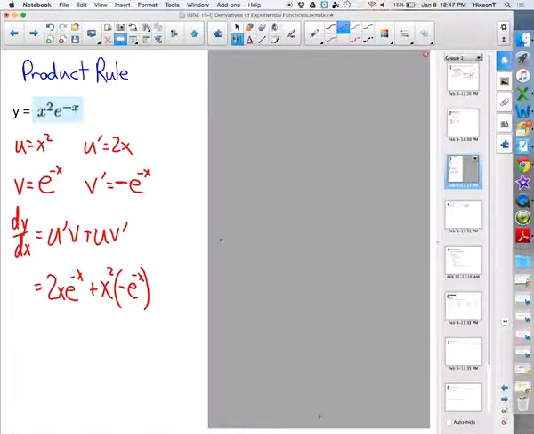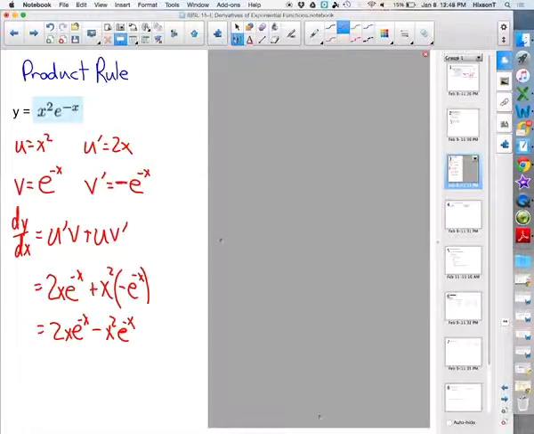And one thing that you can do with these is you could factor it out a little bit, okay? We have a 2x e to the negative x minus x squared e to the negative x.